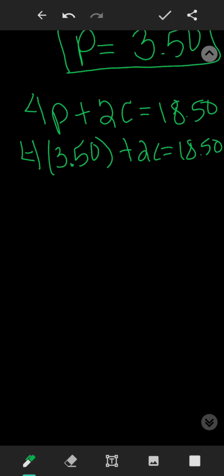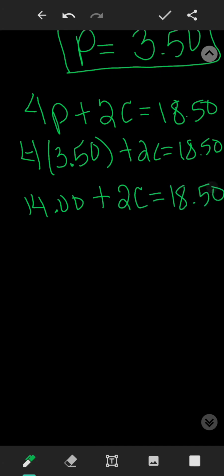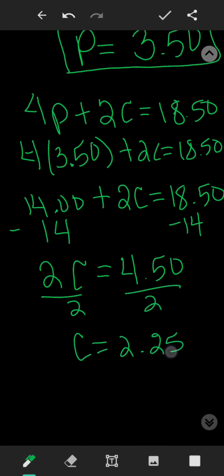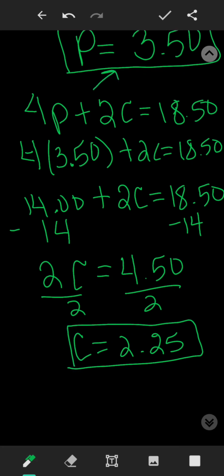I'm going to take 4 multiplied times 350 plus 2c is equal to 1850. 4 times 350 is going to give me $14 plus 2c is equal to 1850. I'm going to subtract 14, and I'm not going to add the decimal on both sides. Now I have 2c is equal to 450. Divide both sides by 2. And the boxes of candy are $2.25 each. So now I have that my popcorn is $3.50. My candy is $2.25.